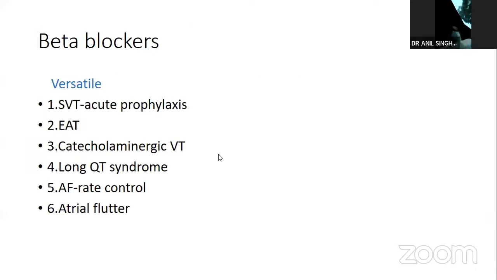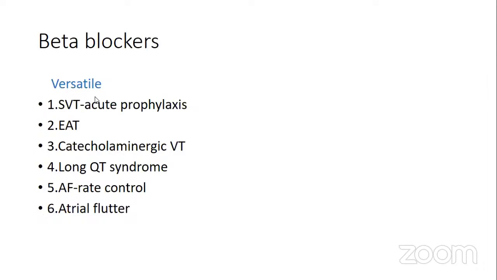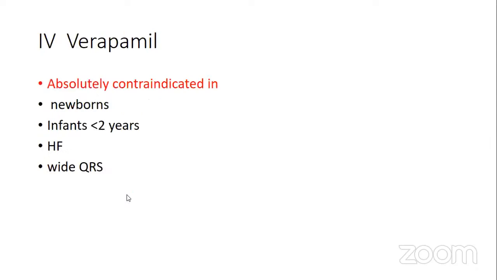Beta blocker is very versatile and it can be used in any type of SVT: acute SVT, prophylaxis, ectopic atrial tachycardia, CPVT, long QT, any VT. Now, one thing we should always remember as pediatricians: IV verapamil is absolutely contraindicated in newborns, infants below 2 years, heart failure and wide QRS tachycardia.